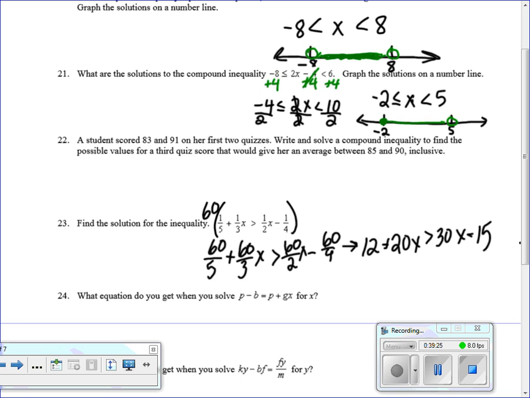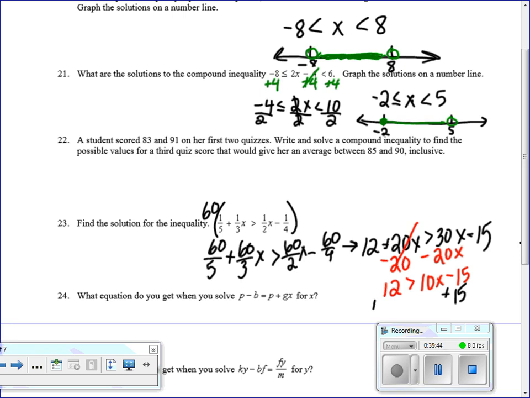Get variables on the same side. So we're going to move the smaller of the two, so we're going to move the 20. Minus 20x minus 20x. You get 12 is greater than 10x minus 15. Then you're going to add 15 to both sides.